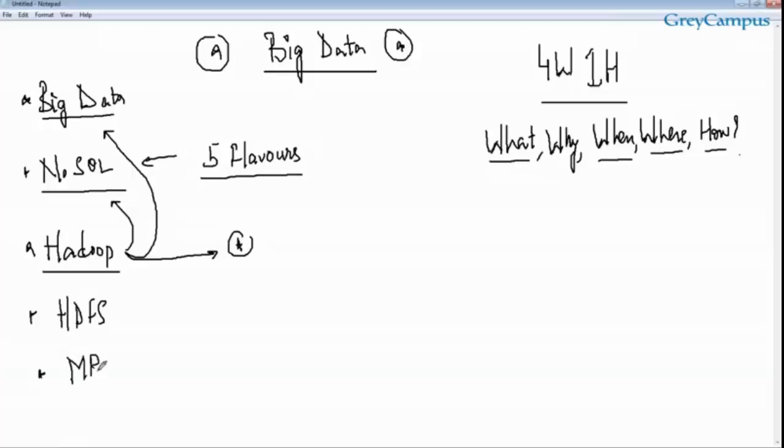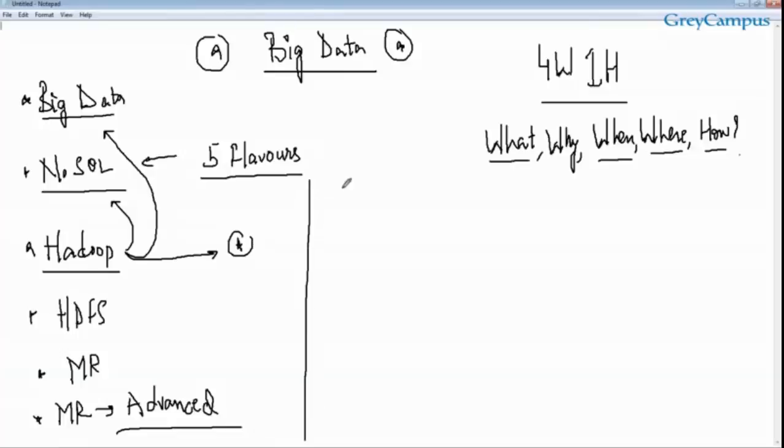MapReduce, then MapReduce Advanced, in which we'll be talking about combiner, partitioner, all of which will come under MapReduce Advanced. After that is done, we'll move to something called Pig, Apache Pig. Once this is done, we'll move to Hive.